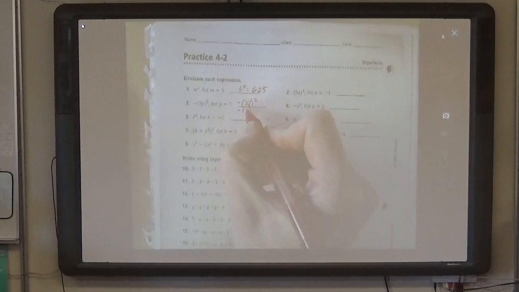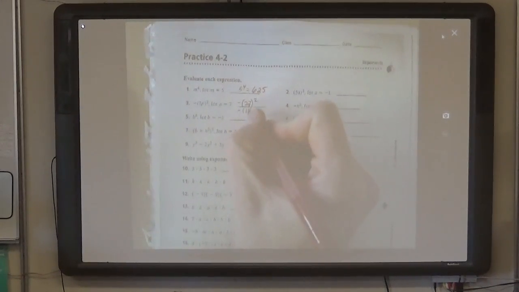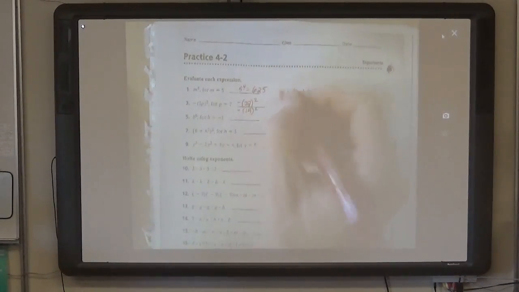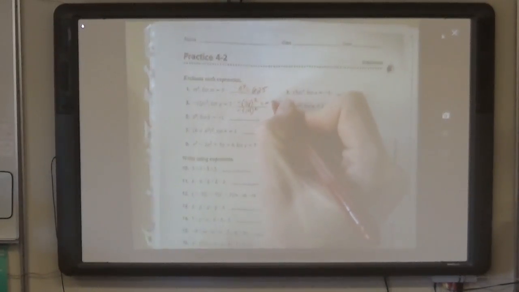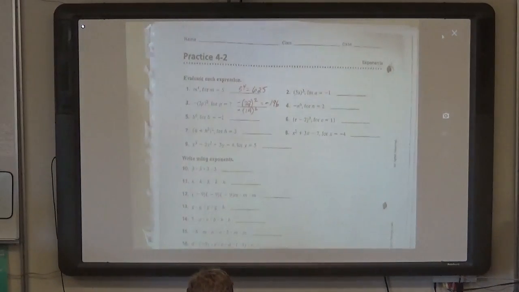And then 14 squared, which is what? 196. I'm trusting you that 196 is the right number. It is. I did it on my calculator.